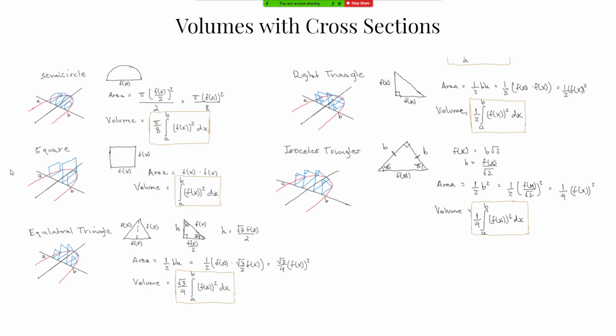I don't get the f of x over 2 squared. Well, the area of a semicircle is pi r squared divided by 2, where r is the radius of the semicircle, right? And the diameter of the semicircle is just the function. So the radius is f of x divided by 2. Oh, okay.